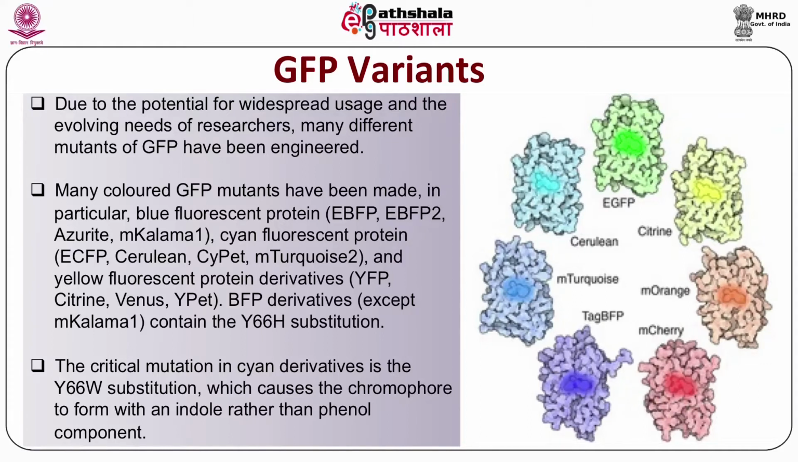BFP derivatives except M-calama contain the Y66H substitution. The critical mutation in cyan derivatives is the Y66W substitution, which causes the chromophore to form with an indole rather than a phenol component.